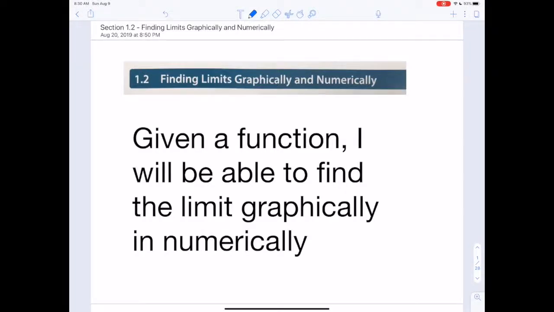Hi everyone. Here is section 1.2, finding limits graphically and numerically.